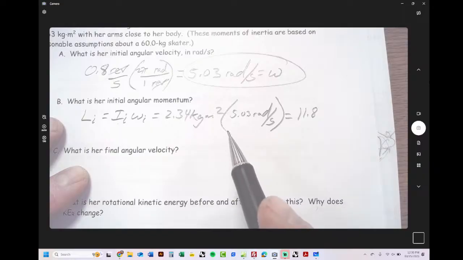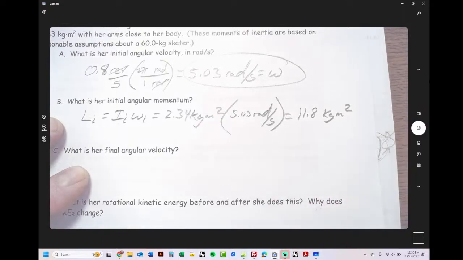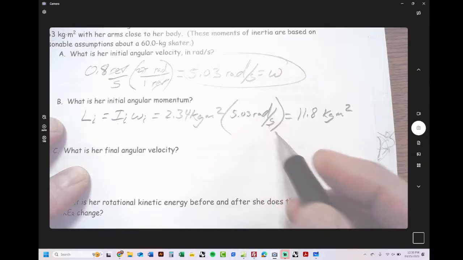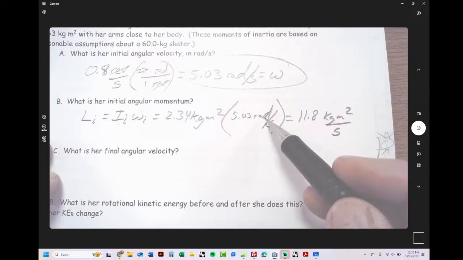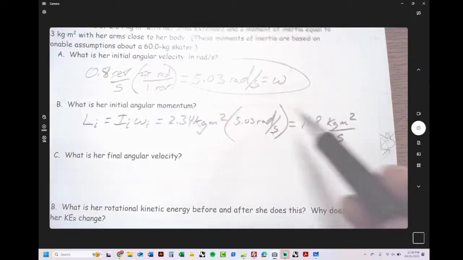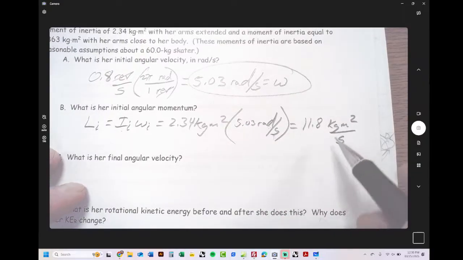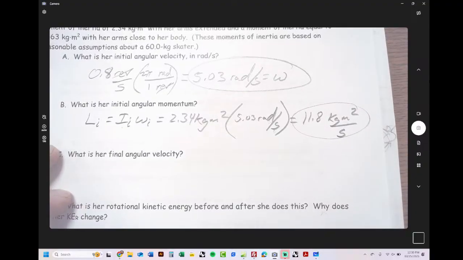Kilograms meters squared stays. What else? Of these, which one gets to stay? Per second. The radians, poof, just gone. Because radians isn't really anything anyway. It's meters divided by meters. It's arc length divided by radius. So exactly what it is, just very weird. But this is the unit for angular momentum.